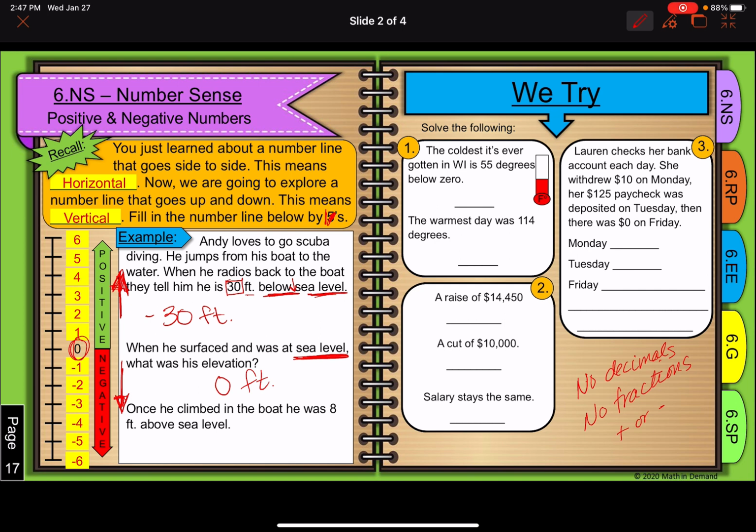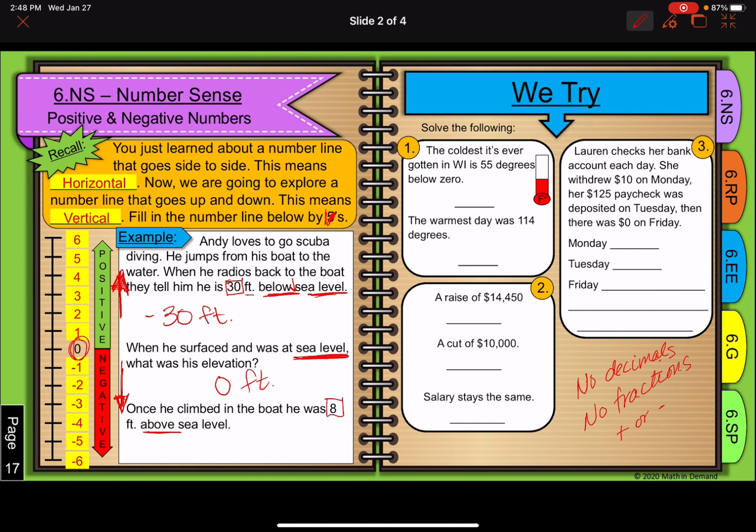Okay. So then now he was at 30 feet below sea level when he was scuba diving, which makes sense. He went underwater, and typically below sea level is going to mean underwater. Then he was at 0 feet because he was at sea level, and now he climbed into the boat and was 8 feet above sea level.